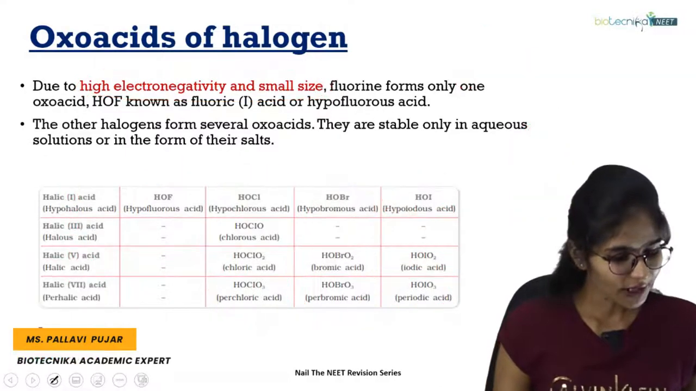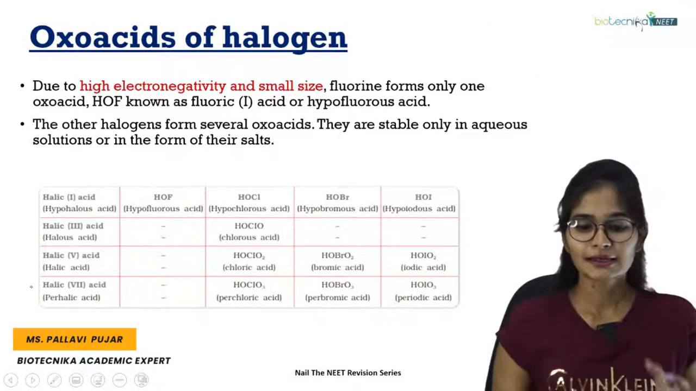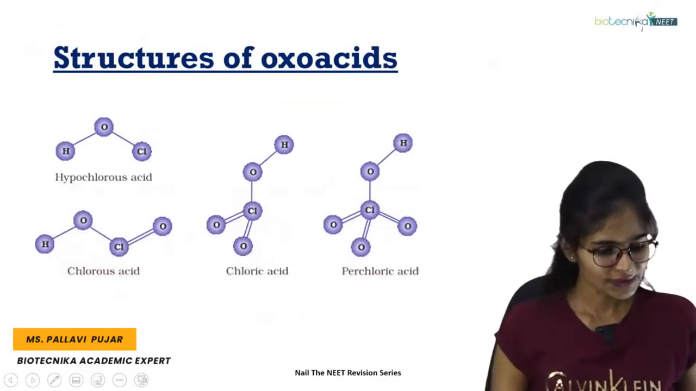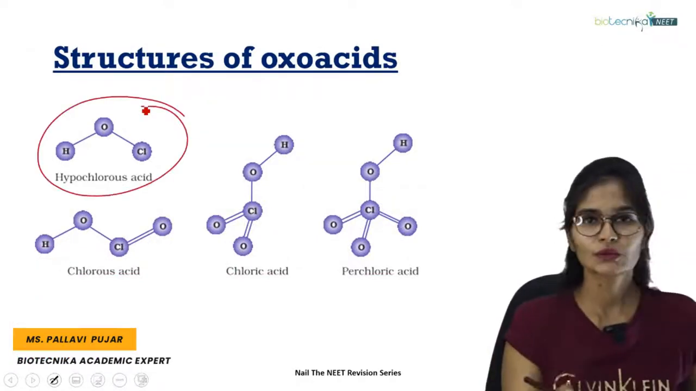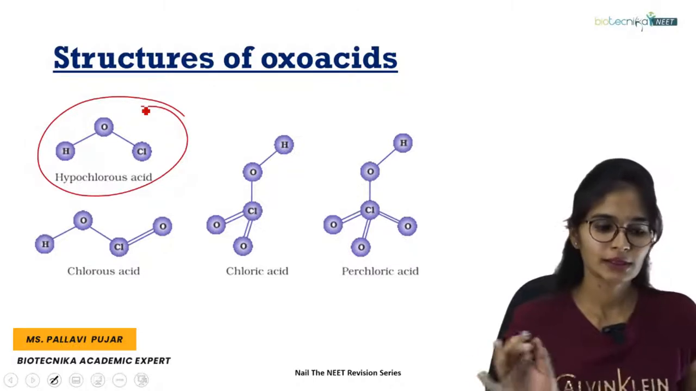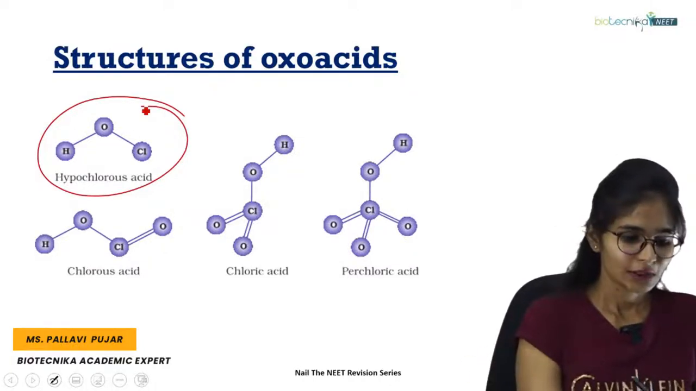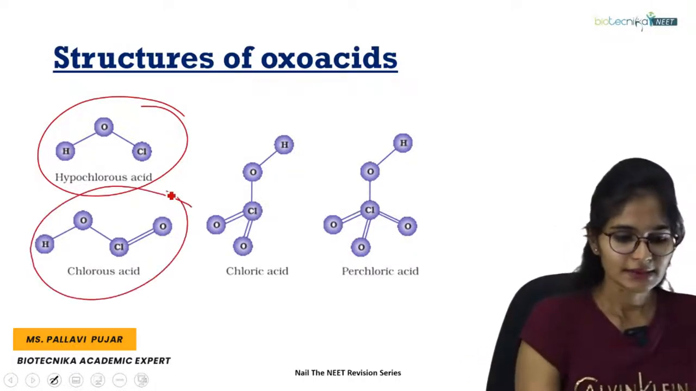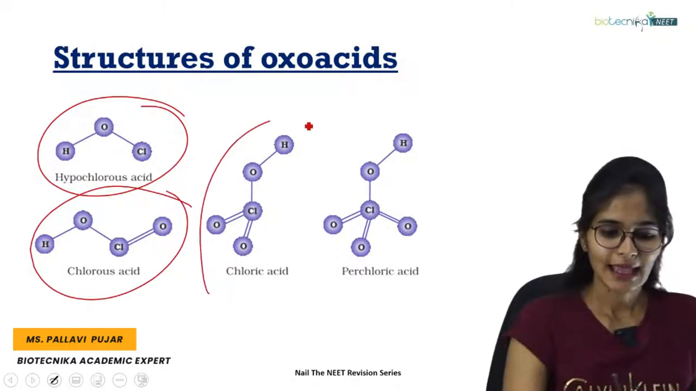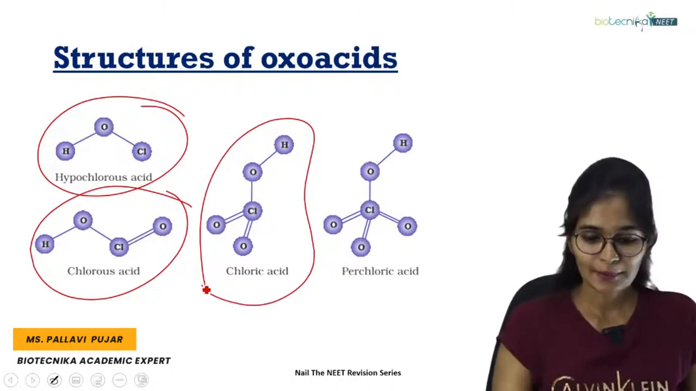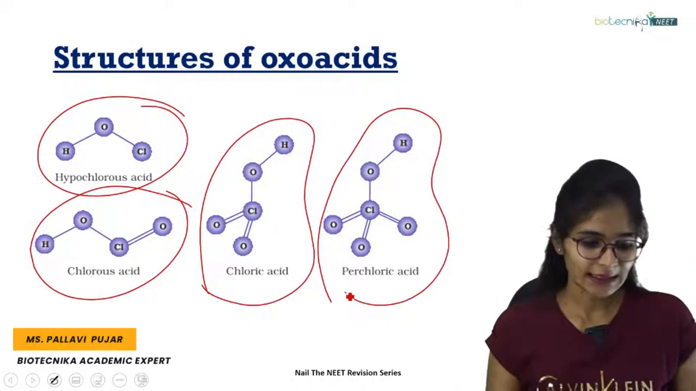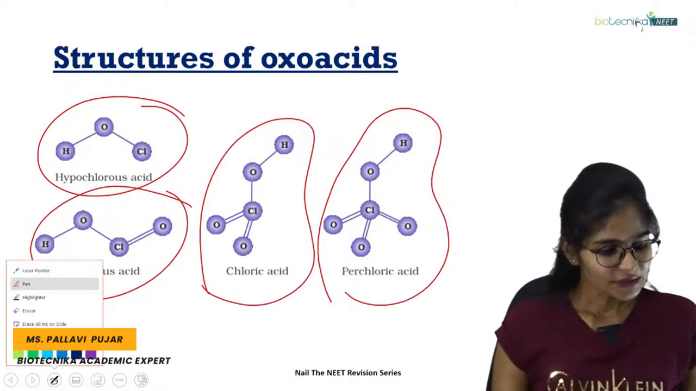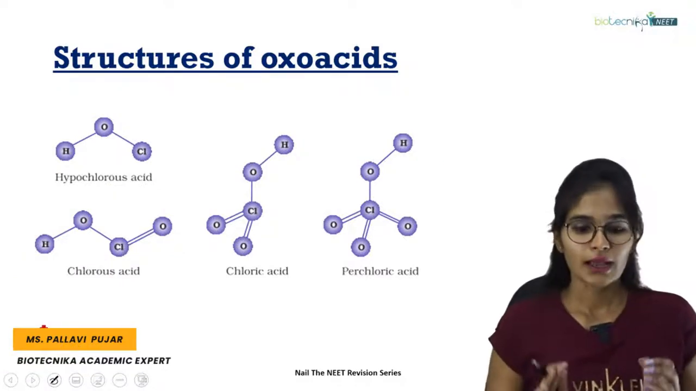Now you have to look at their structures, how exactly they look. These are the structures of hypochlorous acid. You just have to replace chlorine by iodine or bromine, like that. Then this is chlorous acid, that is halous acid, then halic acid, for example chloric acid, and this is perhalic acid, perchloric acid. So these are the structures of all the oxoacids.